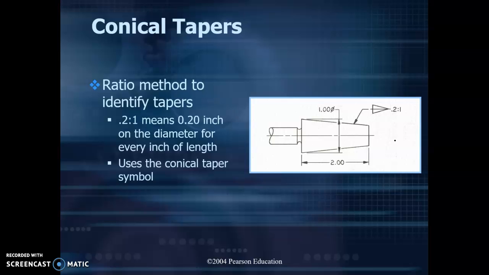Okay, we talked about tapers before. We talked about how they're often described in TPF, the amount of taper per foot. Another way to show a conical taper is to use a symbol with a ratio, 0.2 to 1. So for every 1 unit over, it comes down 0.2. So that tells you what the taper is.